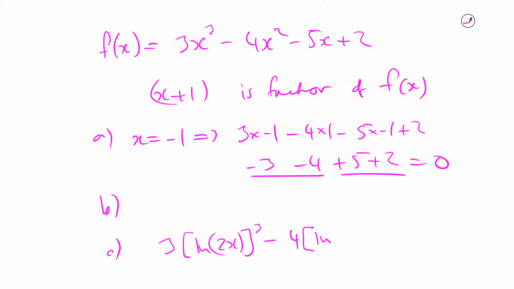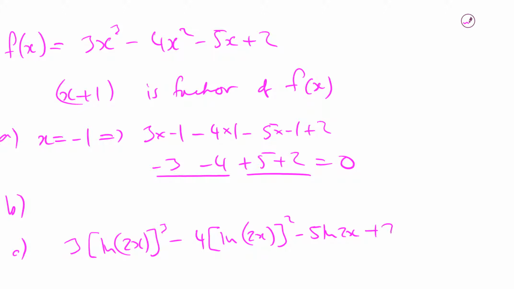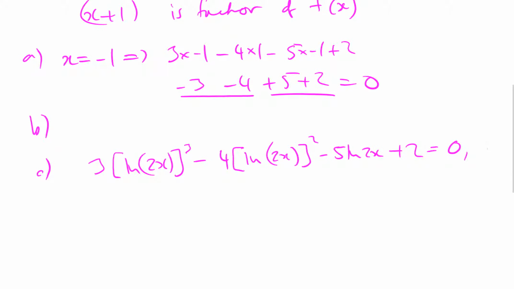So ln 2x squared minus 5 ln 2x plus 2... wow, this is long... equals 0. x is bigger than 0 is a little thing on the side, I haven't got space for that, forget that. Okay, just remember x is bigger than 0.